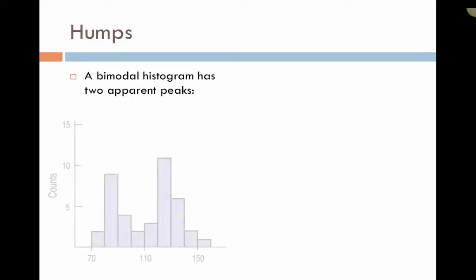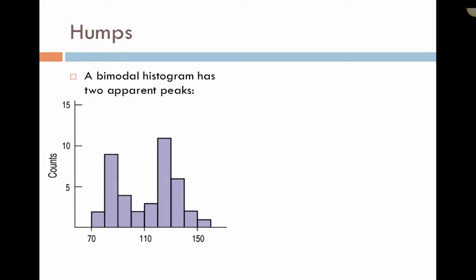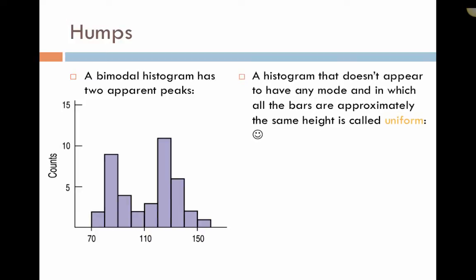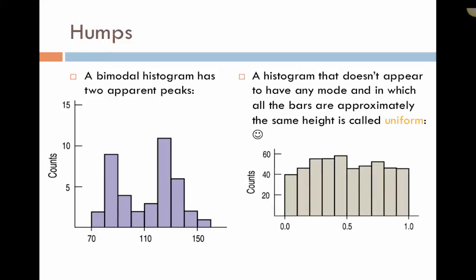So a histogram that is bimodal has 2 apparent peaks. Here we can see that there is one mode right here and one mode right here. This gives us 2 distinct peaks, making this histogram bimodal. A histogram that doesn't appear to have any mode, meaning all the bars are approximately the same height, is called uniform. So for example, here we have no actual apparent mode, and most of the bars are roughly the same height, so that would be considered uniform.